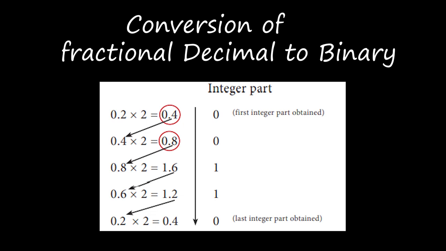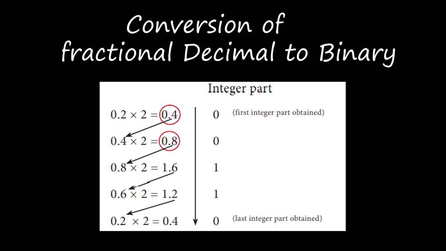Then discard the integer part of the previous product, multiply the fractional part of the previous product by 2, and repeat the first step until the same fraction repeats, or it terminates, or it gives the value 0. The resulting integer parts form a sequence of 0s and 1s that becomes the binary equivalent of that decimal fraction. The final answer is written from the first integer part obtained to the last integer part obtained.